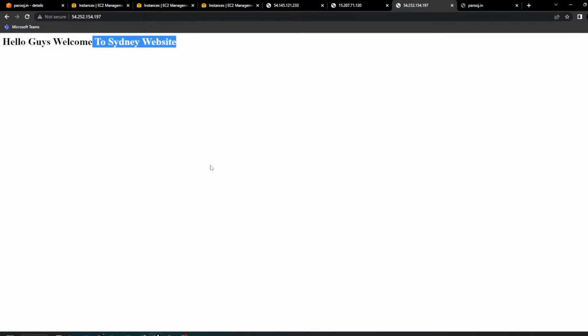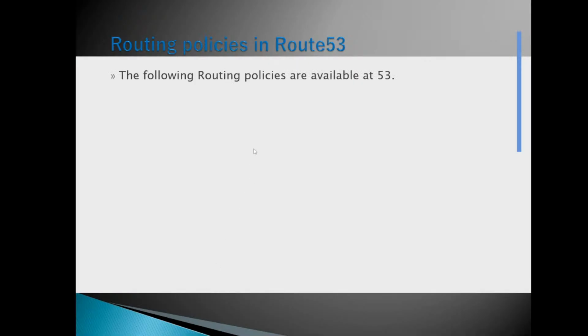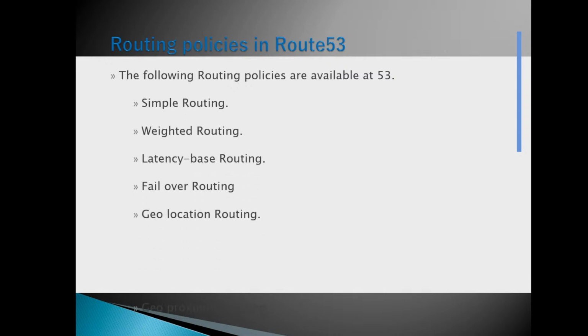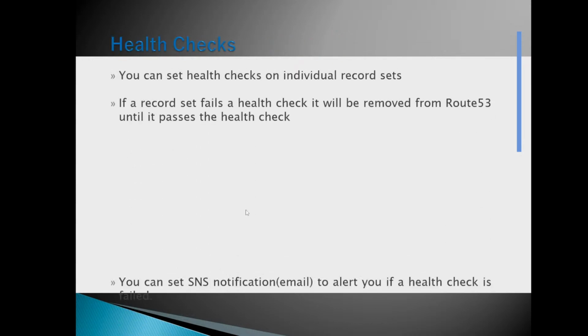So Sydney is also up. So how can we configure? What are the different policies available in Route 53 which we can configure? These are the n number of routing policies available in Route 53 which we can configure. First is simple routing, weighted routing, latency routing, failover routing, geolocation, geoproximity, and multi-value. Okay, so health checks, we'll come to health checks.